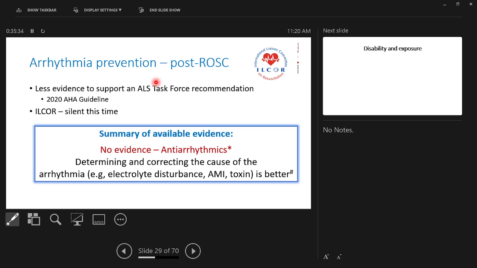According to the 2020 AHA guideline, there is very little evidence to support any indication for antiarrhythmics during post-arrest care. ERC also was silent about this topic. In summary, we shouldn't start antiarrhythmics in post-arrest care, but we should correct the causes that may precipitate the arrhythmia. We should correct electrolyte dysfunction. If there is hypokalemia or hyperkalemia, this has to be corrected. If there is an acute myocardial infarction that may cause complications due to different arrhythmias, this has to be sorted out.